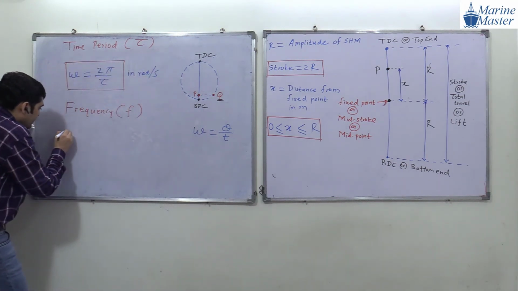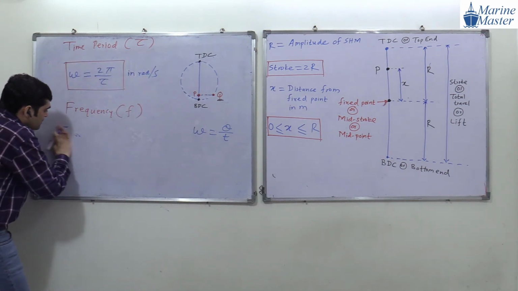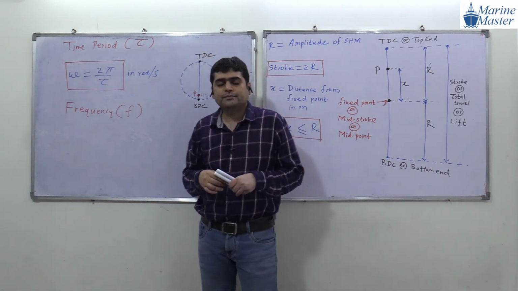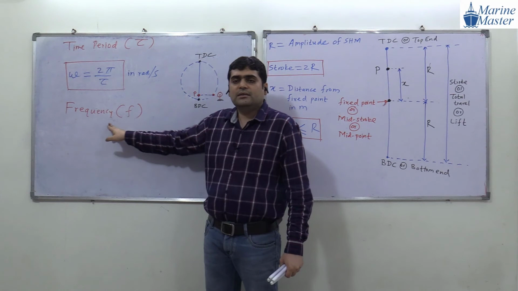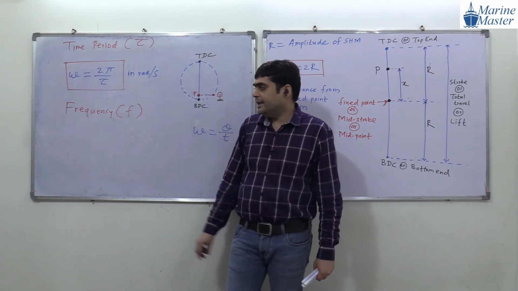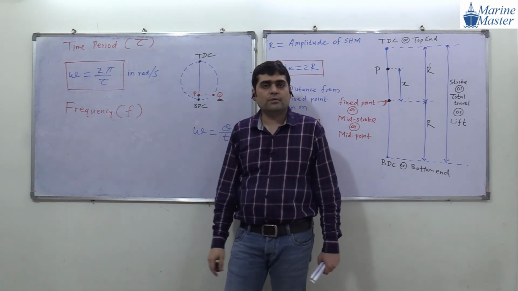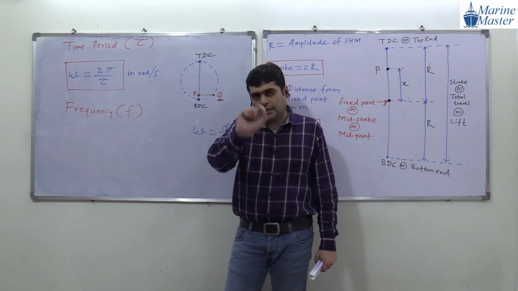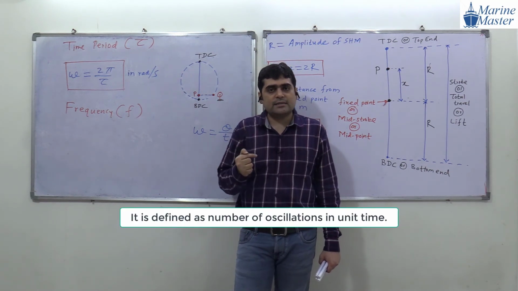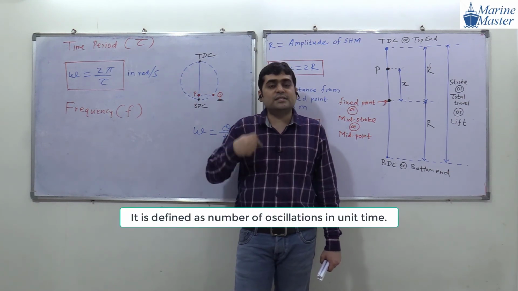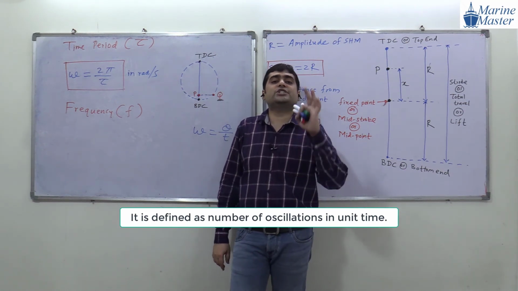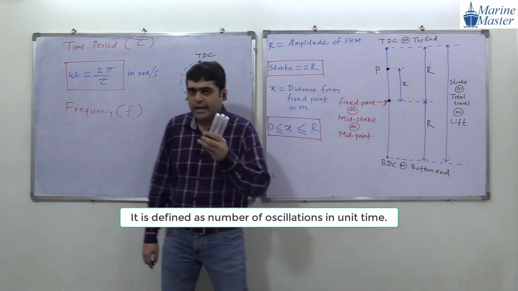Frequency means, first of all, everyone write down. Give the heading frequency. It is denoted by small f. So please write it down. It is defined as number of oscillations in unit time. Okay, everyone getting my point?